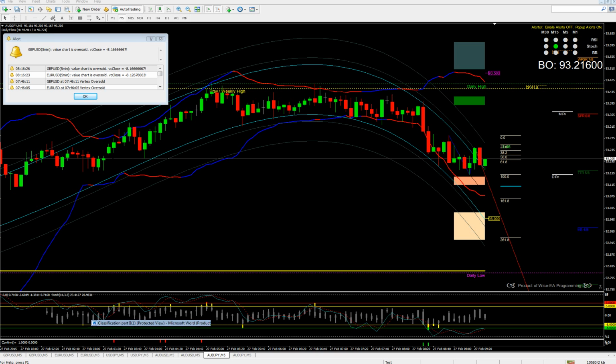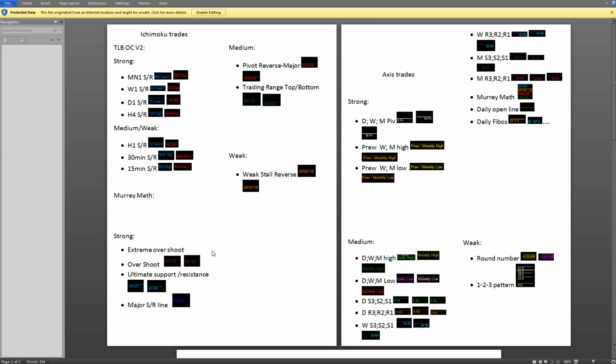Okay, so let's take a look at yours, classifications. Norman's done a really good job of classifying what type of trades. I just want to look it over real quick, and then I'll post it up in the Skype room. The left-hand side is Itchy trades, and the right-hand side is Axis trades. Or page 1 is Itchy, page 2 is Axis.